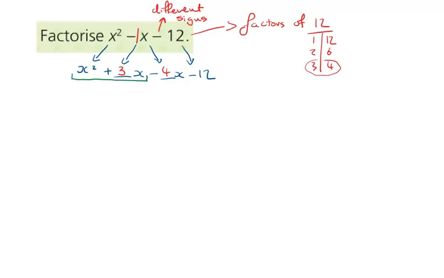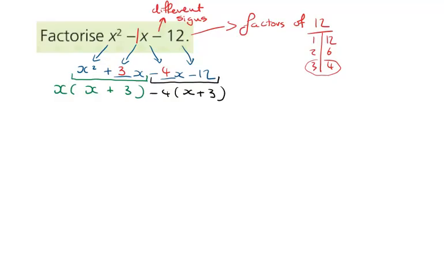So now I'm going to factorize the first 2 terms. So x squared plus 3x, my highest common factor is x. So x squared divided by x is x, and 3x divided by x is 3. Then I'll factorize the right 2 terms. So my highest common factor is minus 4. So minus 4x divided by minus 4 is x, and minus 12 divided by minus 4 is positive 3.